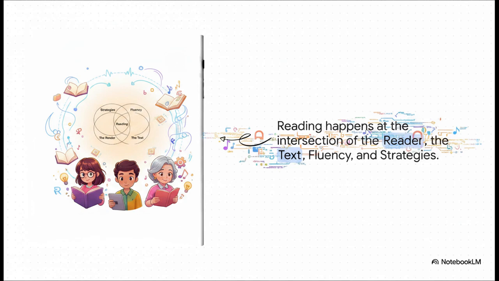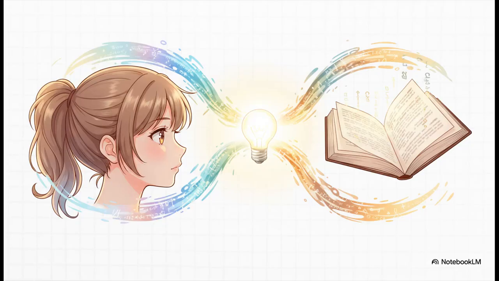See, real reading isn't just one thing. It's this dynamic process. It happens right in that sweet spot where four things come together: the text itself, the reader's own background and experiences, their fluency, and the strategies they're using. Comprehension, real understanding, is born right there in the middle. And that's the bottom line. The whole point, the goal of reading, is always comprehension.